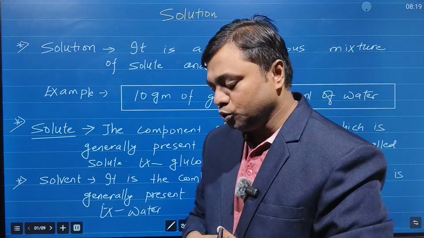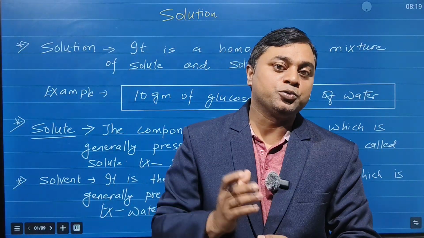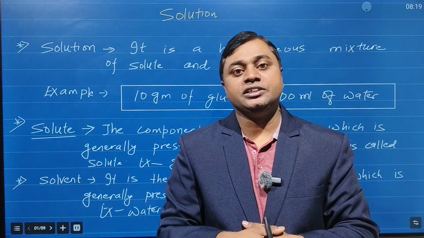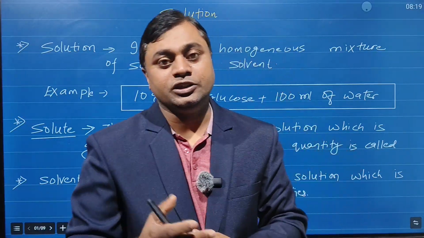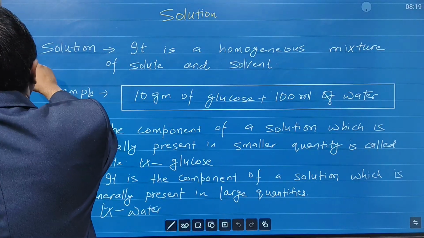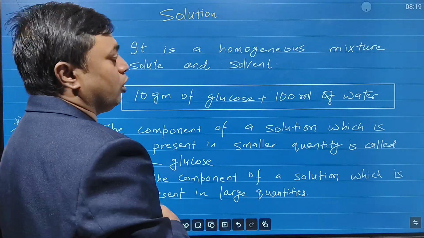Okay, when we talk about solution, it is a homogeneous mixture of solute and solvent, yes or no? So generally a minimum of two components is required for a solution. So that is also called a binary solution. So what is a solution? You can see it is a homogeneous mixture of solute and solvent.